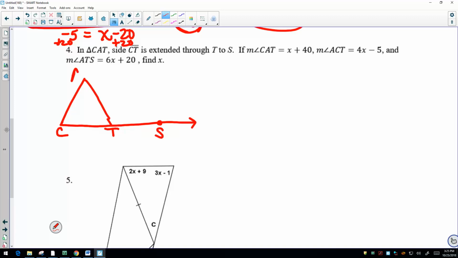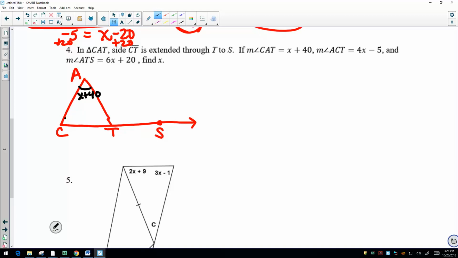I'll label this other angle A. So now here's my triangle CAT. We took side CT, extended it over to S. And now they've given us our values. So angle CAT is equal to x plus 40.